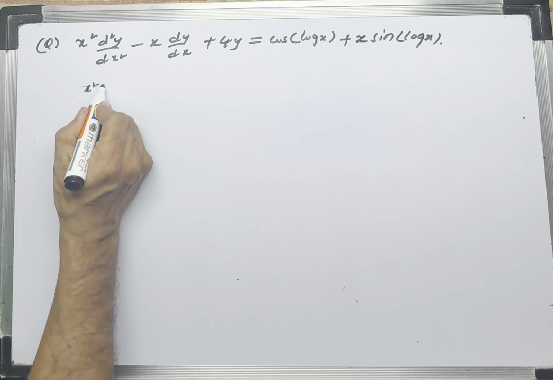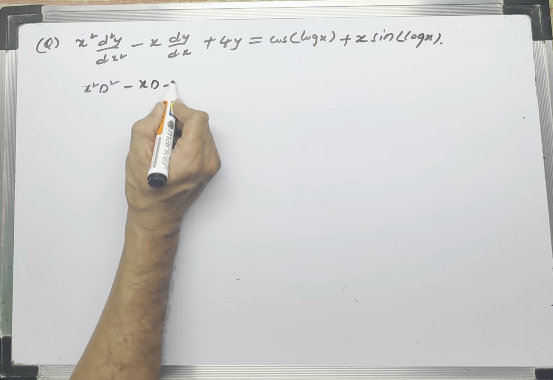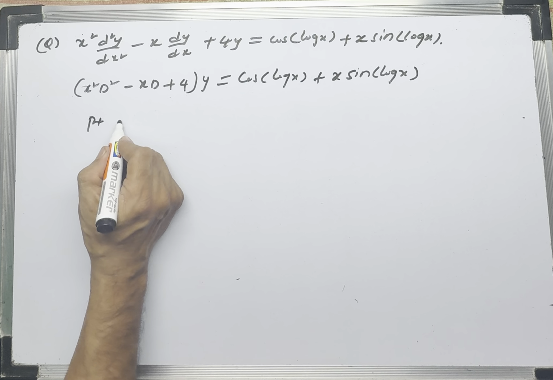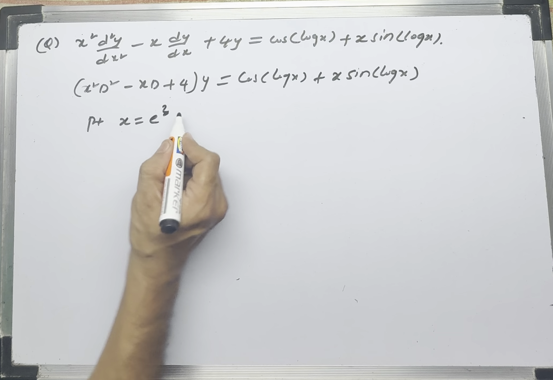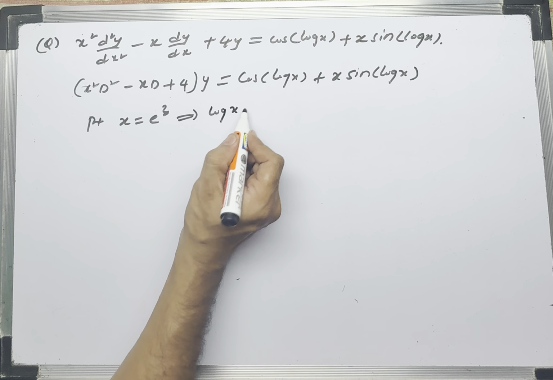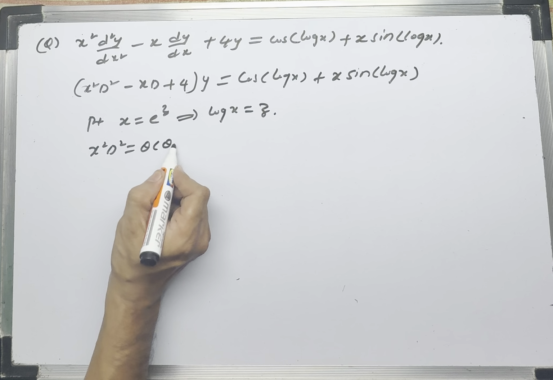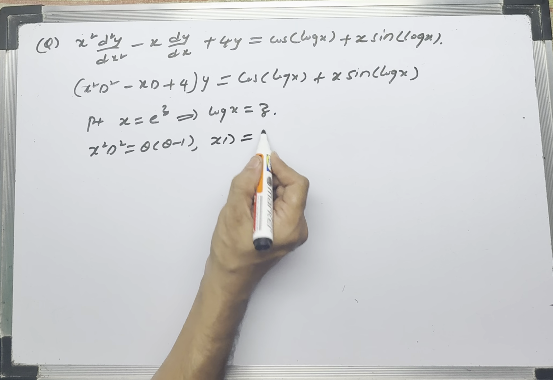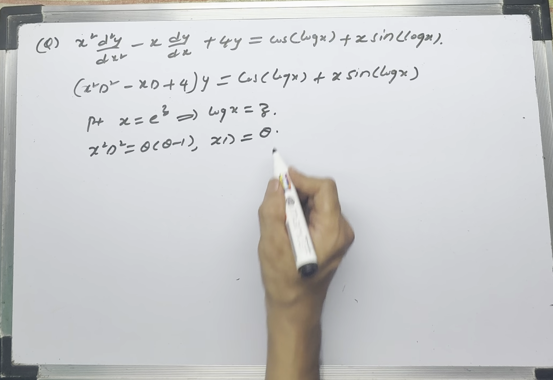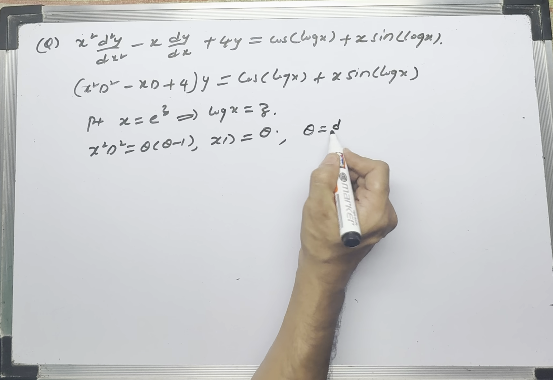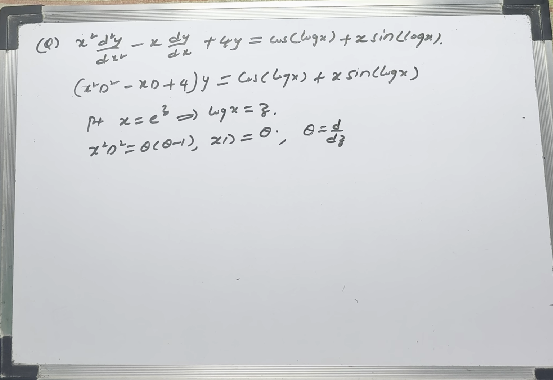This is x square d square minus xd plus 4, all are having y common, equal to cos of log x plus x sin of log x. Why we have to take x is equal to e power z, log x is equal to z, x square d square equals theta into theta minus 1, xd is equal to theta. And you can remember that theta is d by dz also. At the end we'll use this.